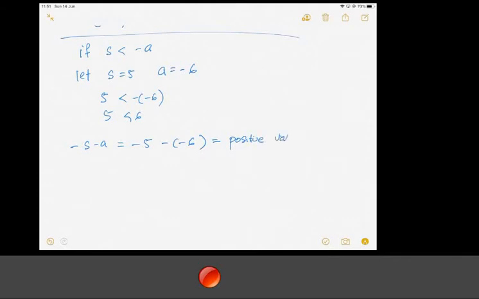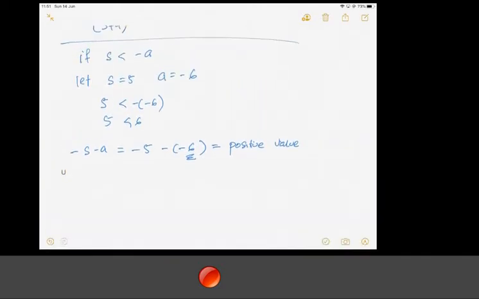We get the positive value. We only want to know whether it is positive or negative. We don't want the value, we don't want the 6 here. We just want to know whether it's a positive or a negative value.